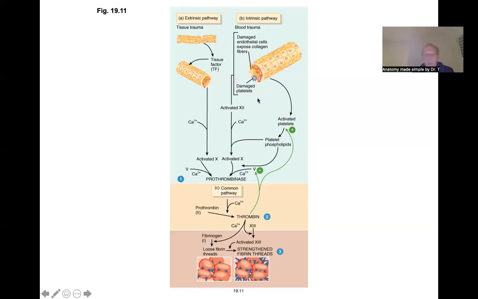For the intrinsic pathway, it is a little bit more complex because it involves activated factor number 12. Again, with the presence of calcium ions, it leads to activation of factor number 10, and also activated platelets and platelet phospholipids are contributing to activation of factor 10. It combines with coagulation factor 5, presence of calcium, and here we are at the appearance of prothrombinase. From this point on, there is no extrinsic or intrinsic pathway, it's just a common pathway.